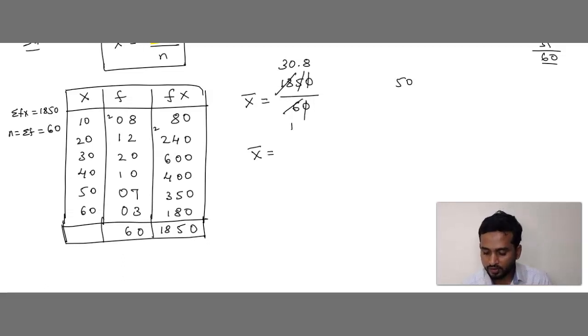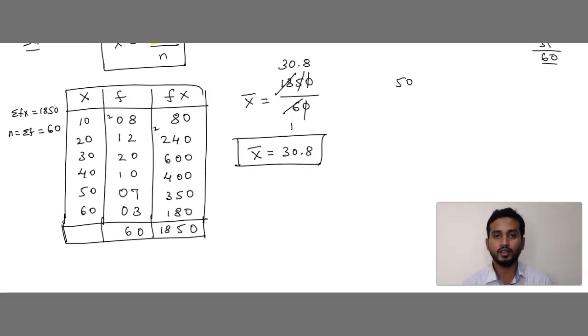So we can write the final answer, x bar is equal to 30.8. This is our final answer. The mean of this problem is 30.8. Any doubts? Good. Now we solve the same problem by using the assumed mean method. I will show you how to solve by using the assumed mean method.